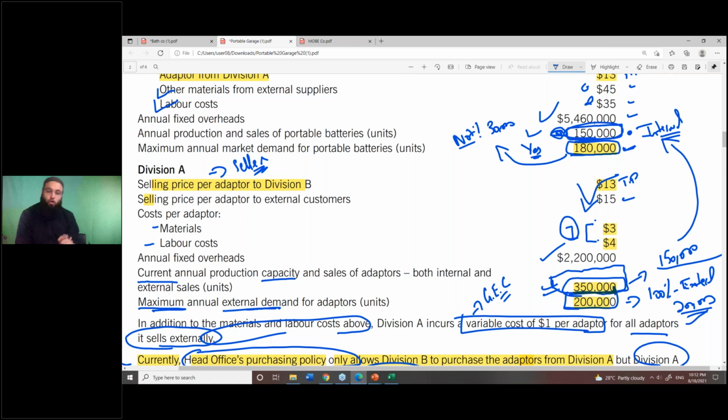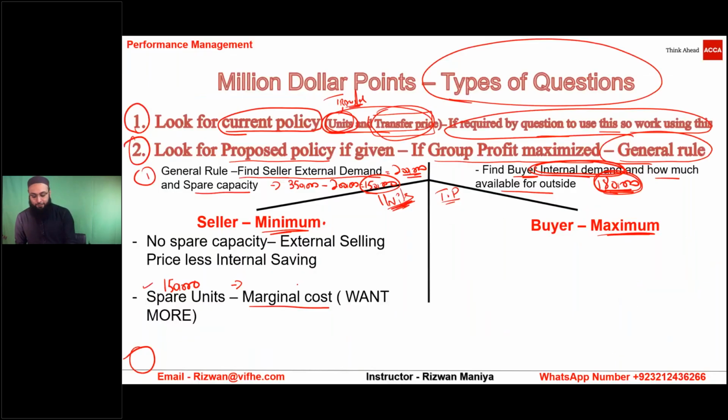Agreed? That's 7. And remember, this 7 doesn't include this one as well. So don't get confused about why you are not taking this, because this is not part of this, as it said, in addition to the material labor cost above. So this 7 doesn't include the additional cost that you incur when you sell outside. Right? So this is 7.